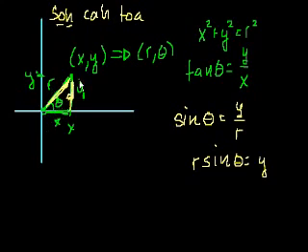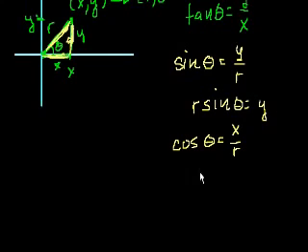And then let's do it the other way. What if we wanted to have an equation for theta, r, and x? X is adjacent to the angle. R is still the hypotenuse. So what deals with adjacent and hypotenuse? Well, that's cosine. So we have the cosine of theta is equal to the adjacent, x, over the hypotenuse, which is r. Multiply both sides by r, and you get x is equal to r cosine theta.